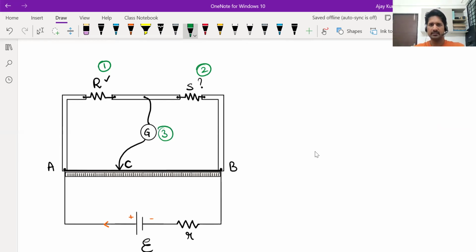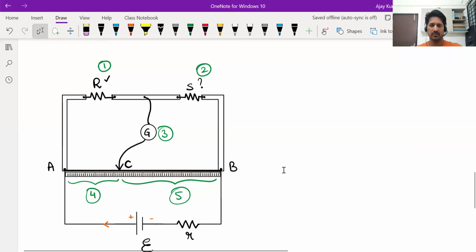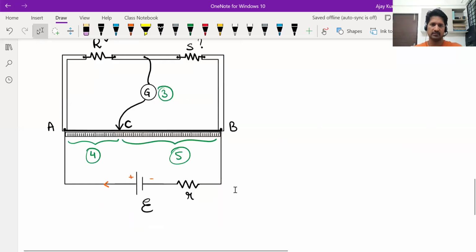And AB, the wire AB, has significant resistance, as I told you. Now from A to C, there will be some resistance. Let's call it the fourth one. And from C to B, there will be some resistance. Let's consider that as the fifth resistor. So totally there are 5 resistors in this diagram. You can always split a single resistance into 2. Nobody will say no to that. So A to B was one wire. We are now considering it as 2 separate parts, AC and CB. So totally there are 5 resistors.